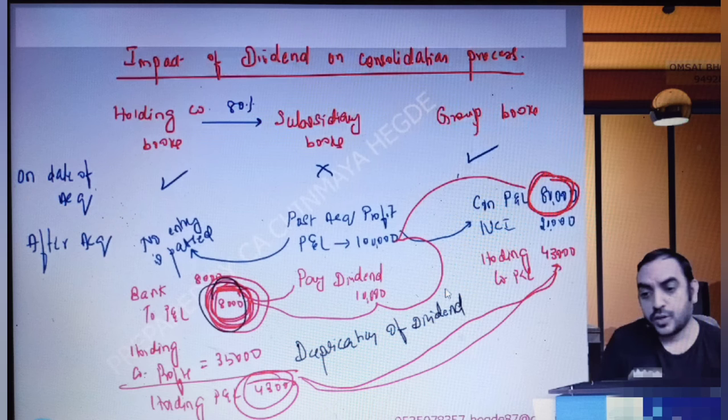43,000. Do you think it is correct to include holding company P&L 43,000? What is the problem of including holding company P&L? I'll tell you once more. I'm repeating once more. Please answer me.